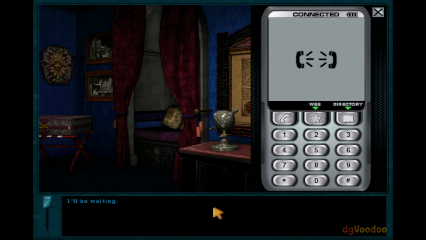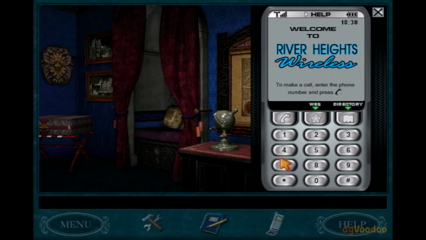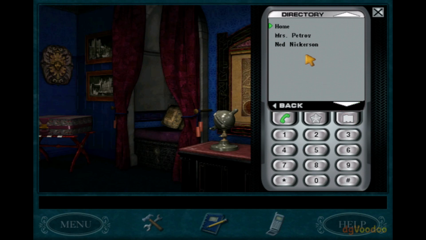I'll be waiting. That is very annoying that the mouse cursor kept going to the middle of the text box, or it wouldn't stay on the side where I put it. And then who is Mrs. Petrov?